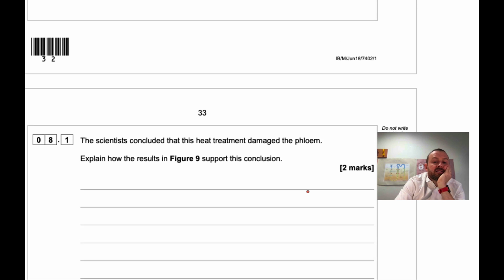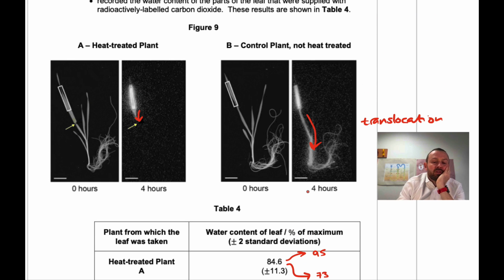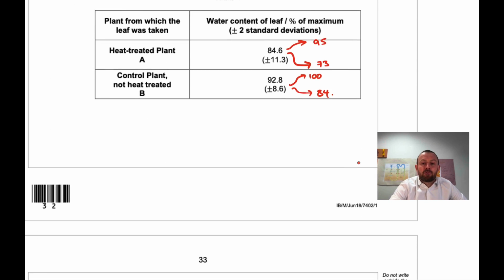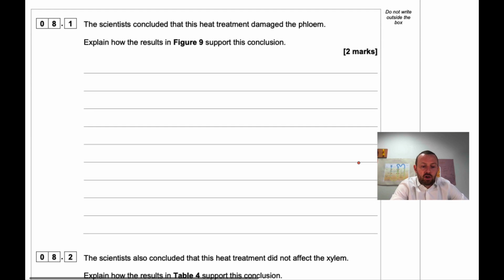Well, what I would say is that in the heat-treated plant, radioactively labeled sugar does not pass the point where the heat treatment was applied, whereas in the non-heat treated plant, radioactively labeled sugar has moved from the leaf all throughout the plant and is found even in the roots of the plant. It has been moved by translocation in the phloem. We could say that the phloem is the tissue in which translocation occurs.